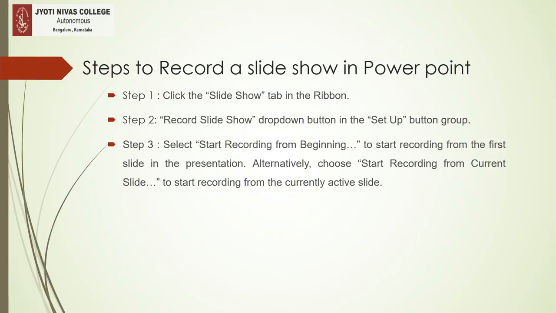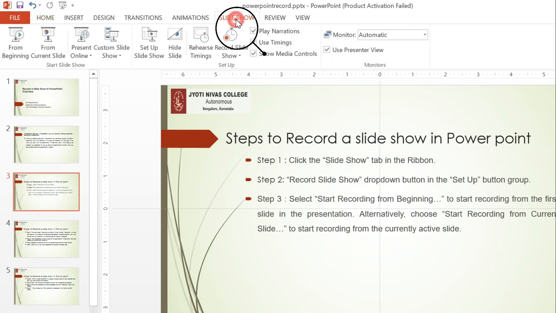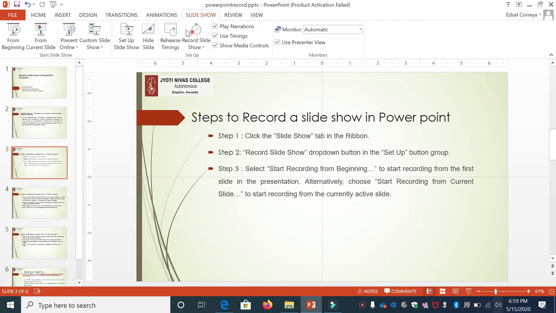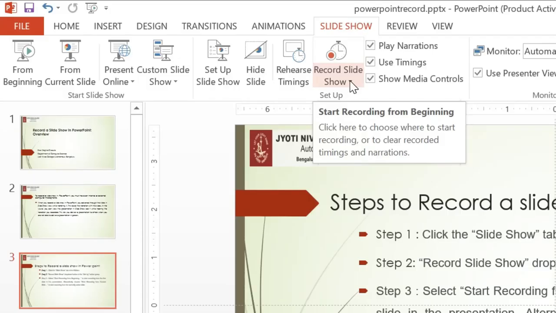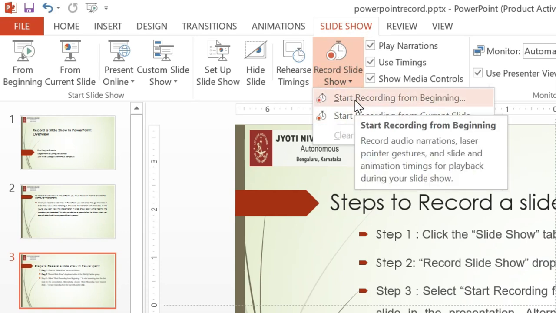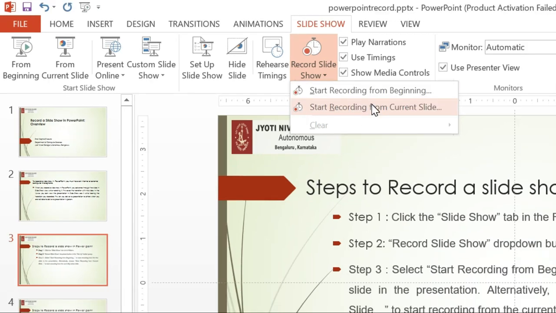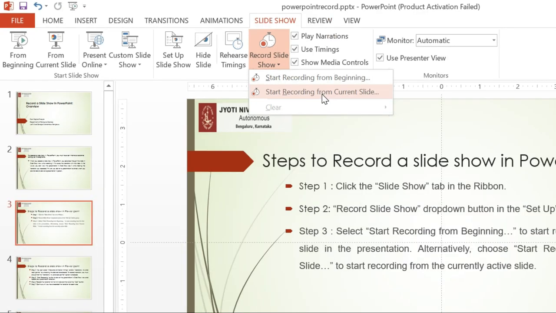Let's go to PowerPoint. The first step is to click the Slideshow tab in the ribbon. Then, can you see a Record Slideshow button? In this, you can click the drop-down button and you have two options over here. So if you want to start recording from the beginning, you can click Start Recording from the beginning. Or would you like recording from current slide?